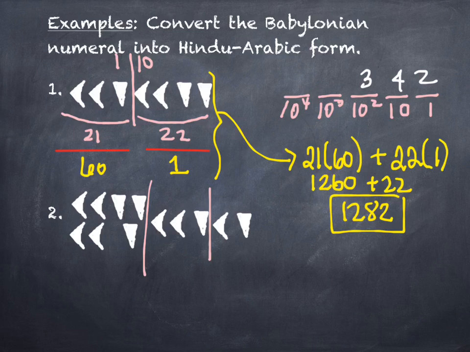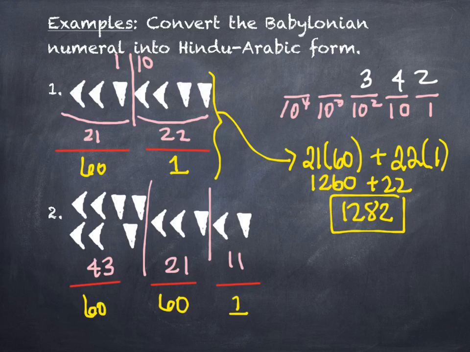So starting on the left, what's that number? 43. Good. How about the second one? 21. And the last one? 11. Awesome. Okay. Now we already know this from last time, that the one on the right is the 1's place. And the second one, the one that's got a 21 in it, is what place? The 60. What's the third one going to be? 60 squared, which is 3,600, right? Yeah. So this is the 3,600s place.